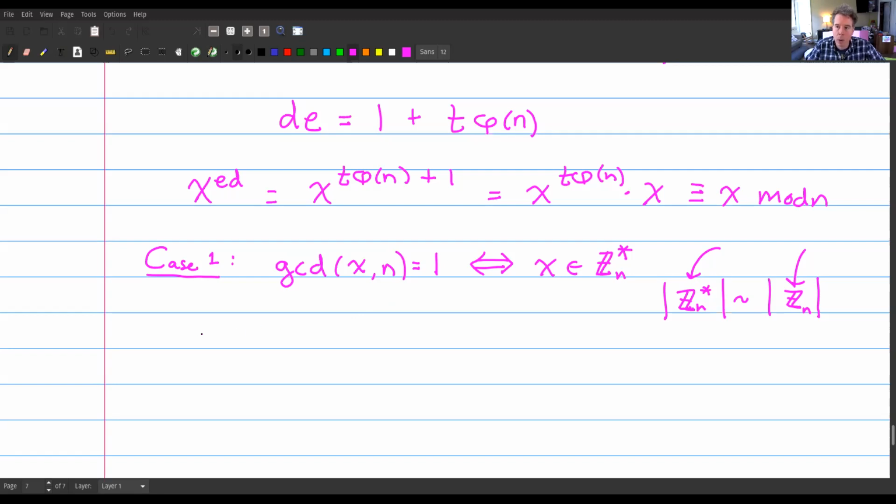So in this case, what is the good thing that happens? You get Euler's theorem. Euler's theorem says that x to the phi of n is congruent to 1 mod n. So this is why we're studying Euler's theorem.